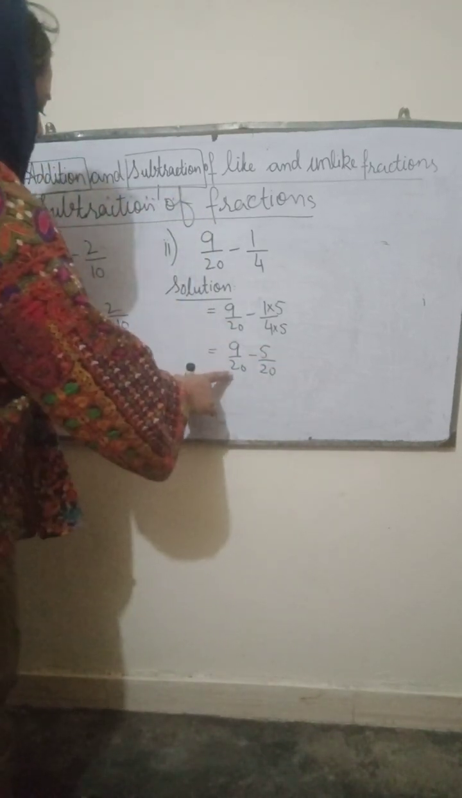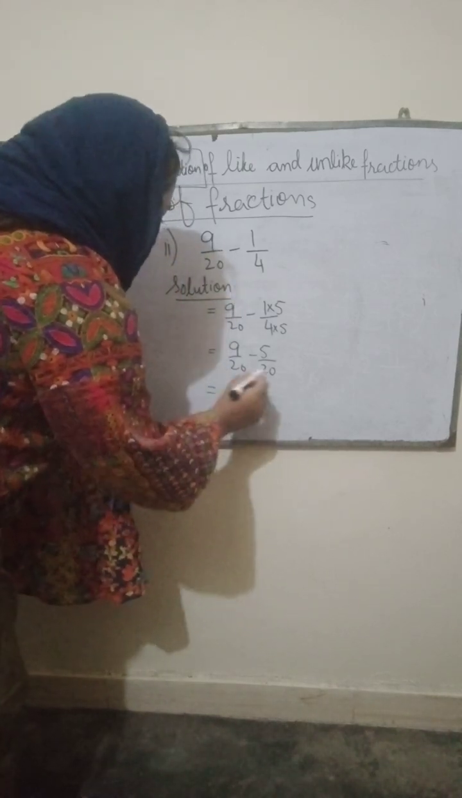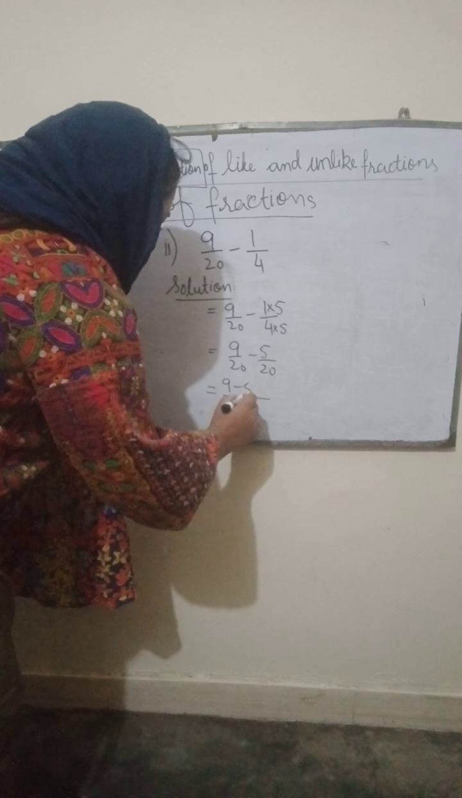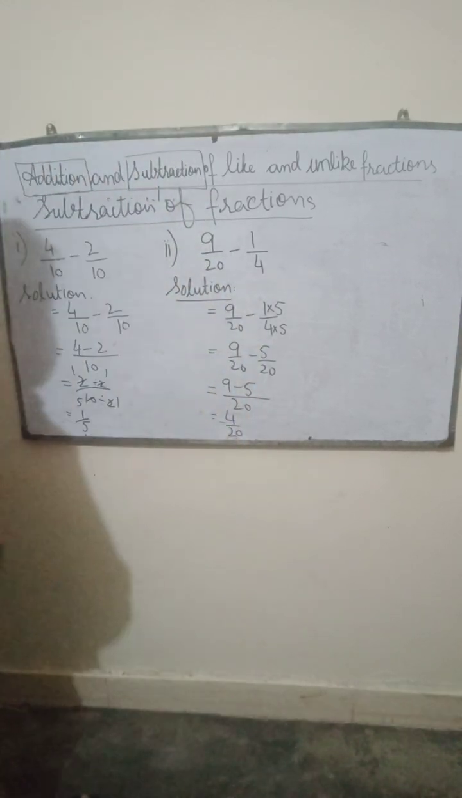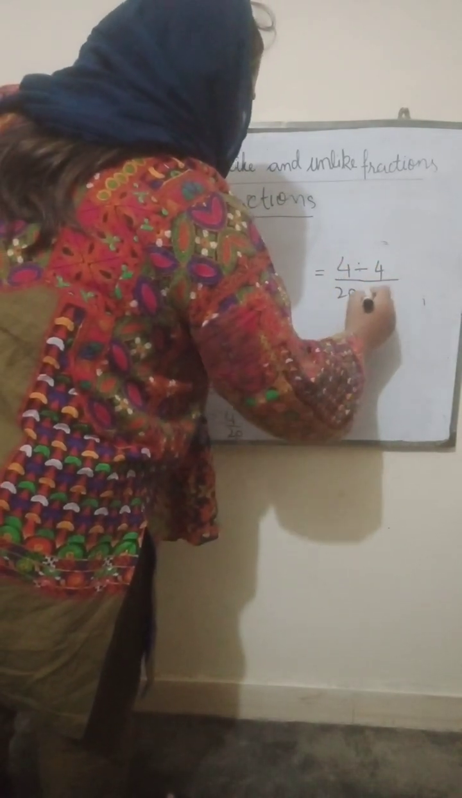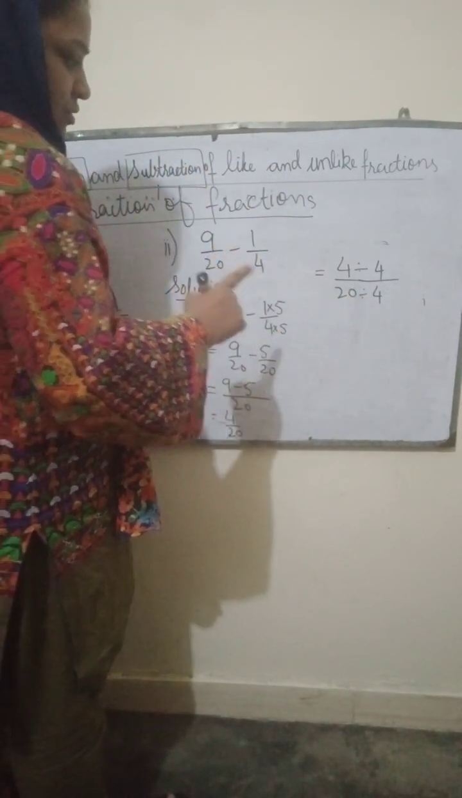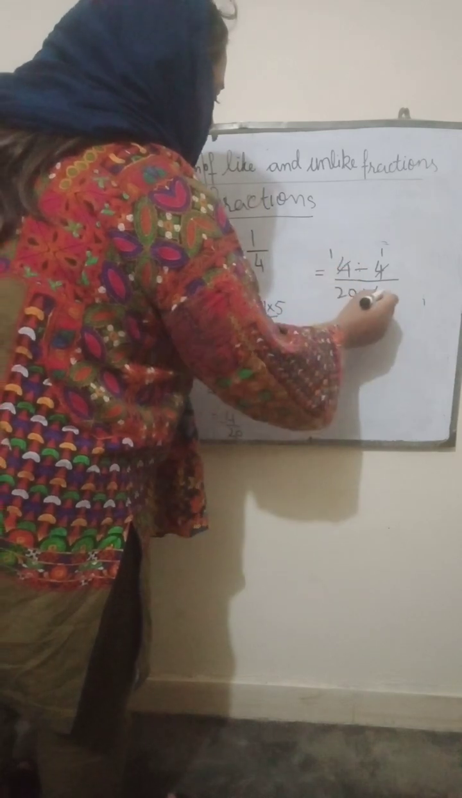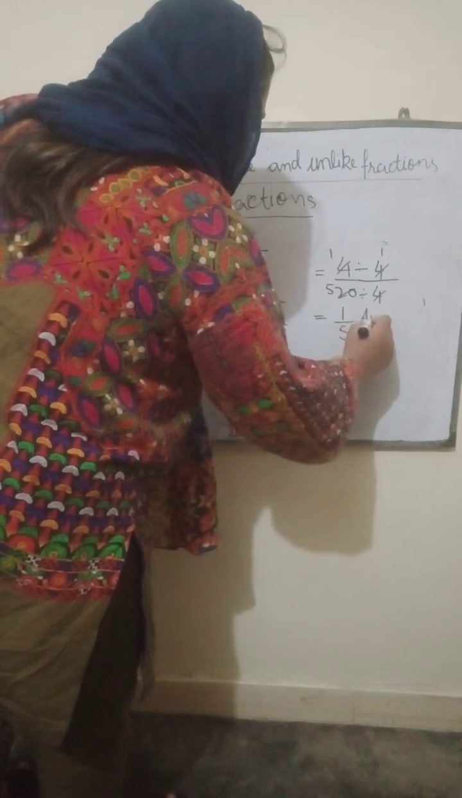So students, now we have converted it into like fractions. The solution is, write the denominator once and 9 minus 5. It is basically 4 by 20. Students, is there anything common between 4 and 20? Yes. 20 comes in the table of 4. So we can divide by 4. So 4 ones are 4, 4 fives are 20. So 1 by 5 is the answer of this given fraction.